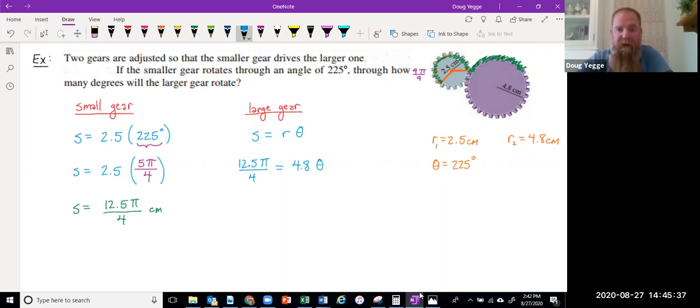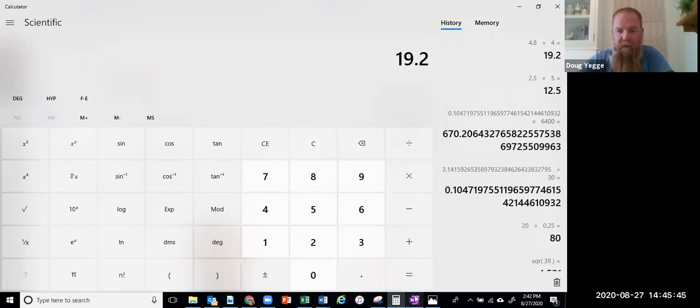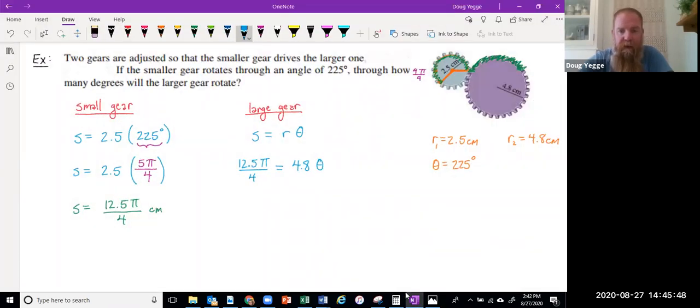All right, well, if we divide both sides by 4.8, okay, then we just multiply the denominators of 4.8 times 4. That gives me 19.2. Okay, so what we really have here is 12.5 pi divided by 19.2, and that's the number of radians for theta. But notice, since this is the number of radians and I need to convert to degrees, I need to multiply by a conversion factor that's going to cancel the radians and turn into degrees. And the only reason I know I'm finding degrees is because that's what the problem asked for. It said, how many degrees will the larger gear rotate?